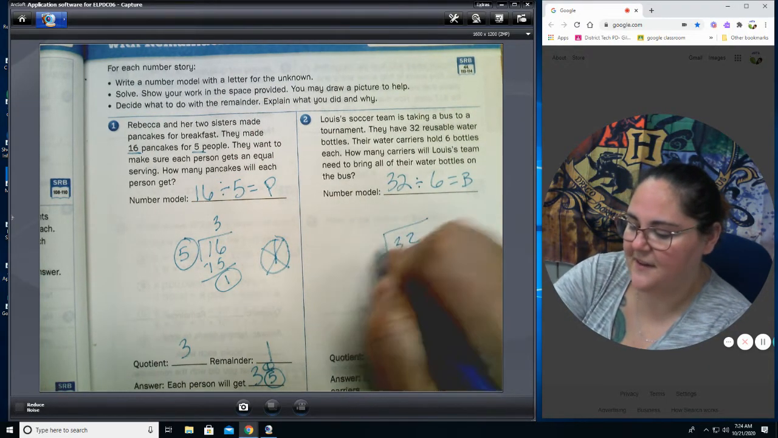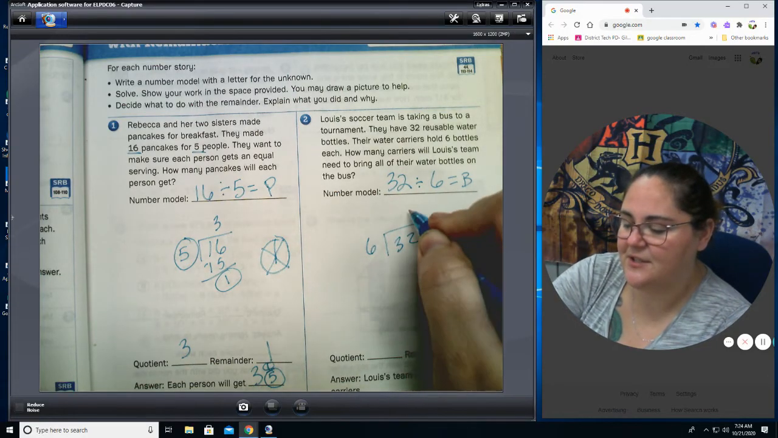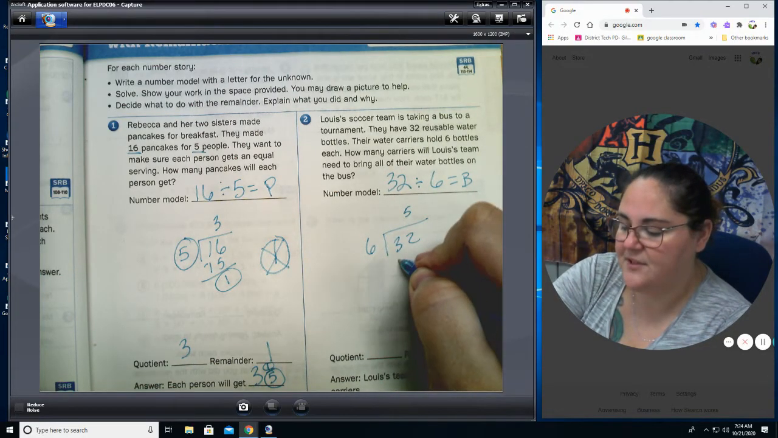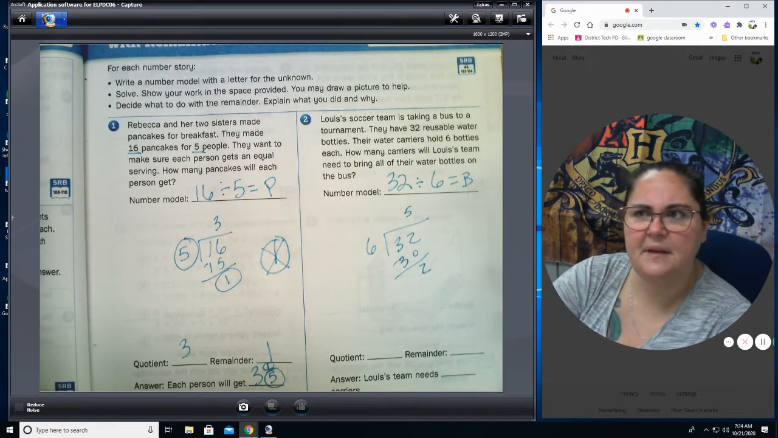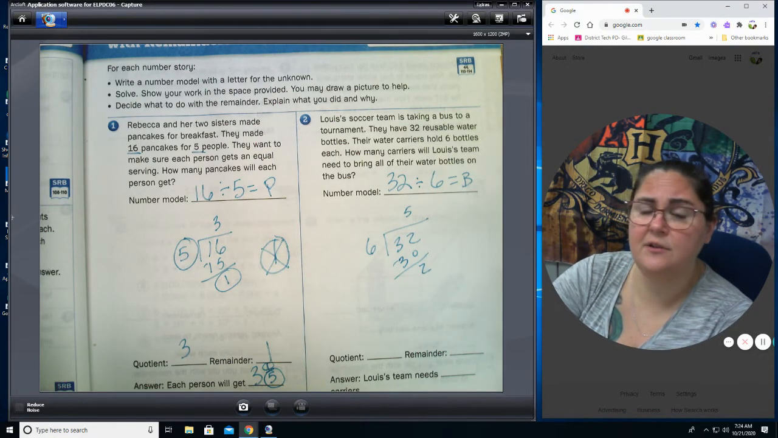$32 divided by 6. 6 goes into 32 5 times. 5 times 6 is 30 with 2 left over. But I need to carry all of the water bottles. I can't leave those extra 2 just here at the school. That's not going to work. So how many carriers should I get?